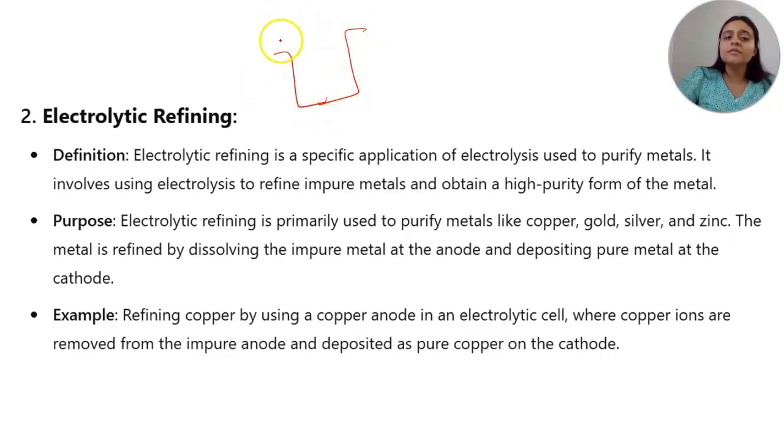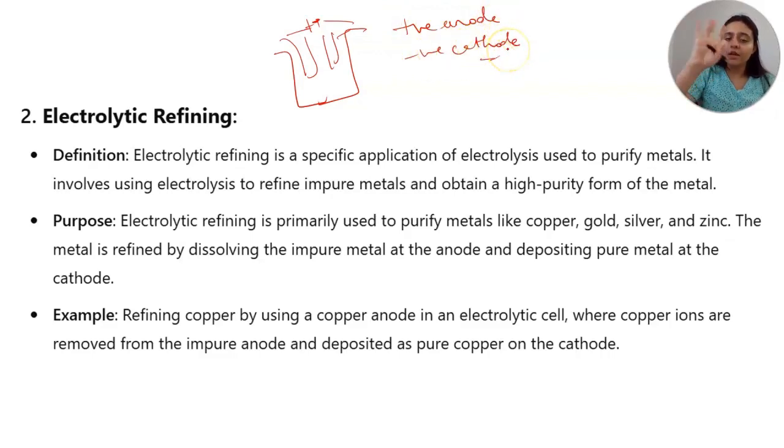We will take a flask with two electrodes connected to a battery. Negative and positive: the positive one is the anode and the negative one is the cathode. The whole framework is the same because electrolysis is happening. But in electrolysis we are decomposing the compound, whereas in electrolytic refining we are separating the two metals, passing the current through them in order to refine them.